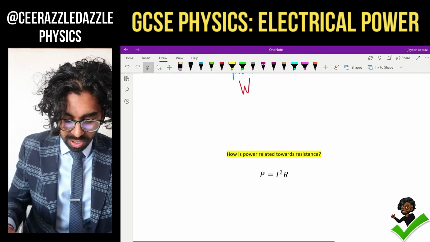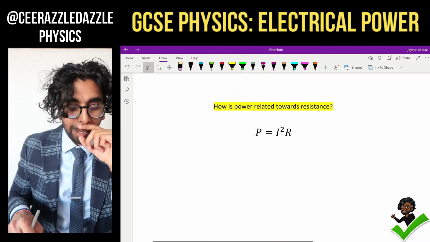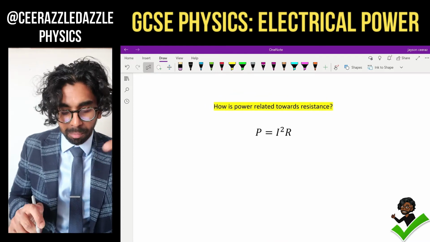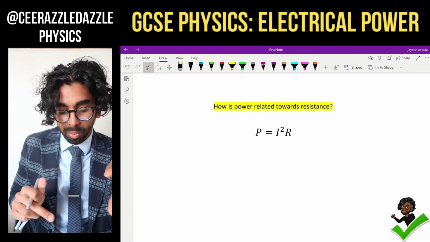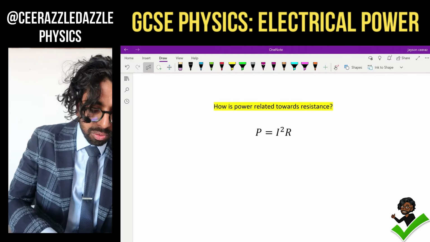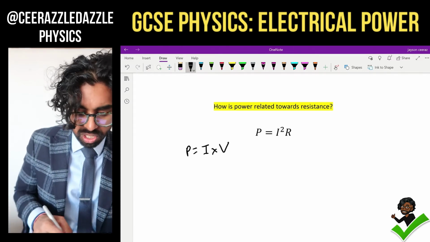Right, the next thing is going to be this. How is electrical power related towards resistance? We've got another formula now. Power is equal to I squared R. First of all, I'm going to prove that. Where did I get this formula from? We know that power is equal to current times by voltage. Yes, we just did that.